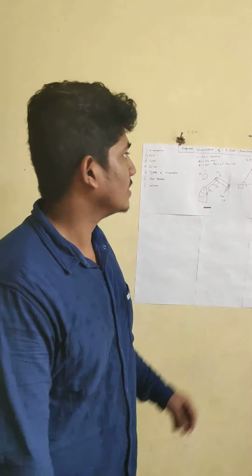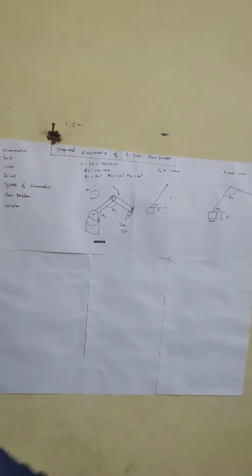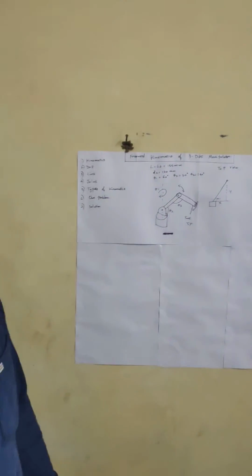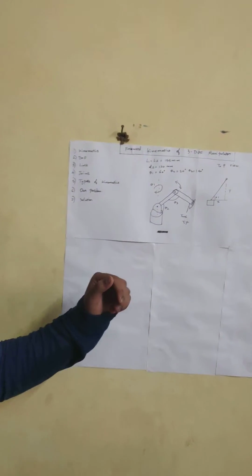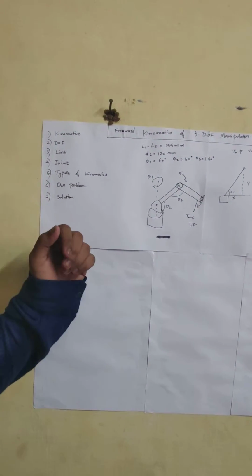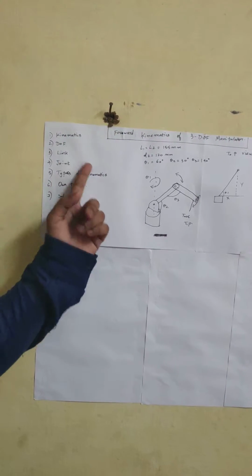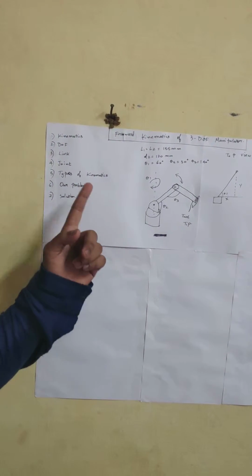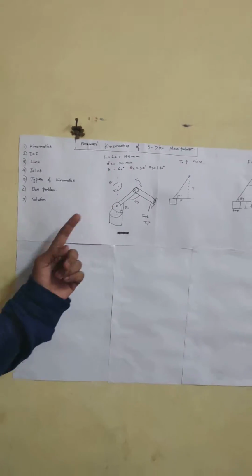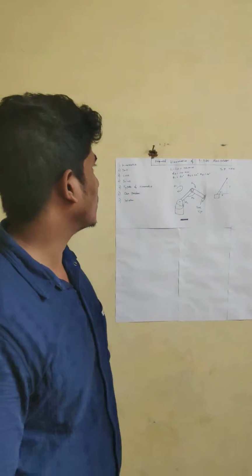I'm going to handle a topic about forward kinematics in a 3 degree of freedom manipulator. The topics which are going to be covered in this session are kinematics, degree of freedom, link, joint, types of kinematics, our problem, and the solution which is required for the problem.